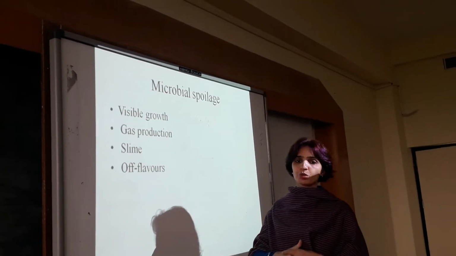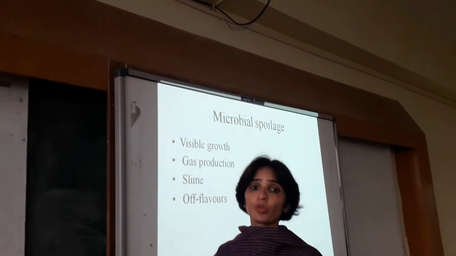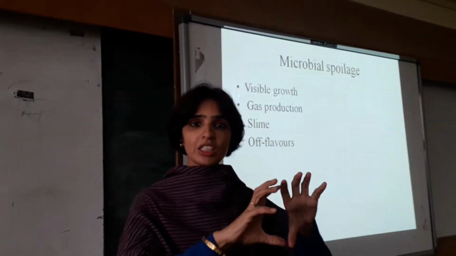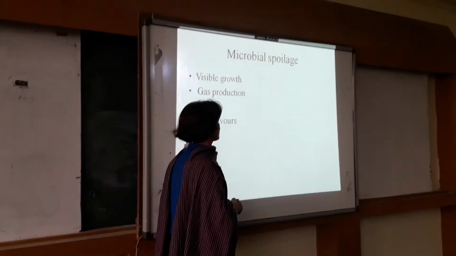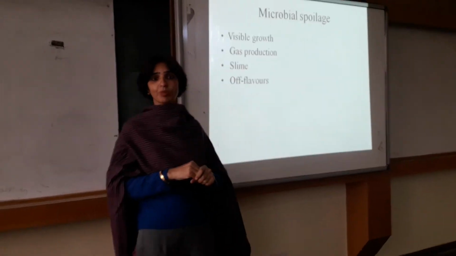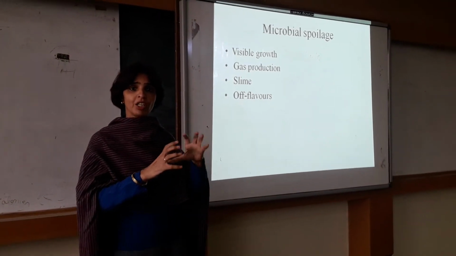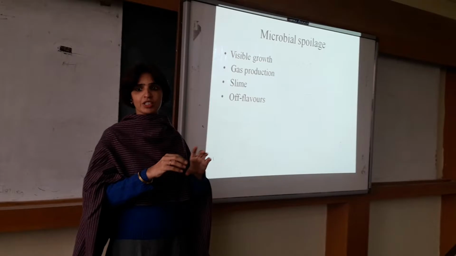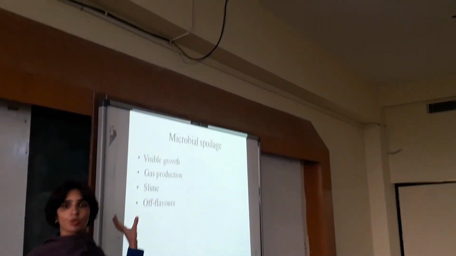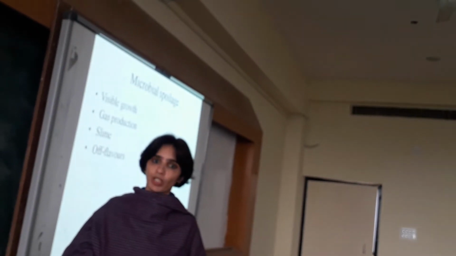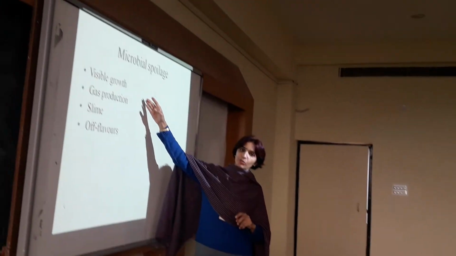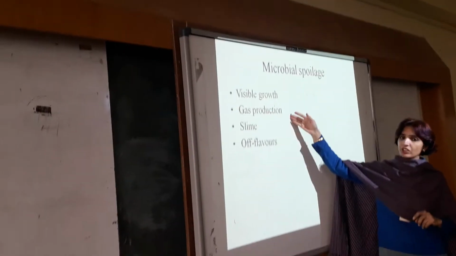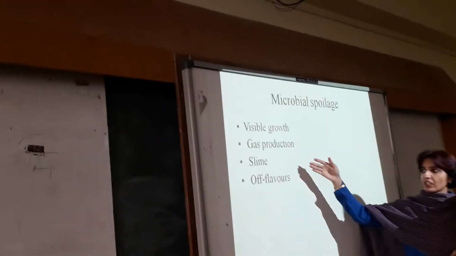Due to the degradation of these components, the food stuff gets spoiled, and these changes come under a category which is known as chemical spoilage. Now comes the microbial spoilage. When we are dealing with the microbial spoilage, it means the food stuff has a growth of microorganism on its surface area. So the main factors by which we can say that this food stuff is spoiled by a microorganism are that we can see a visible growth in the food stuff, gas production, slime formation, and off flavors.